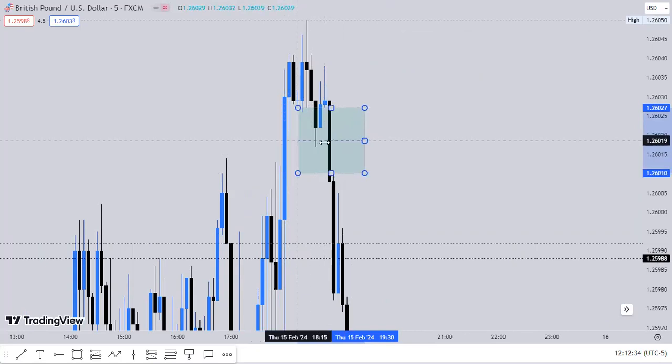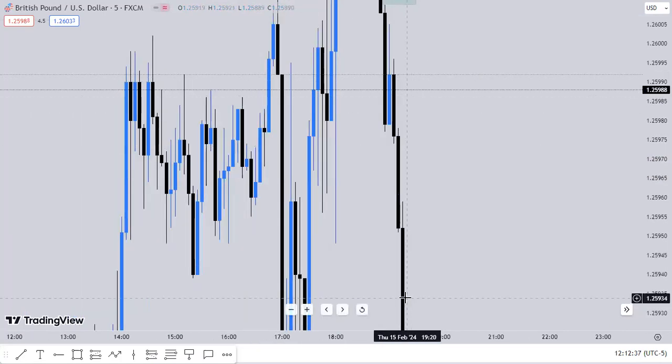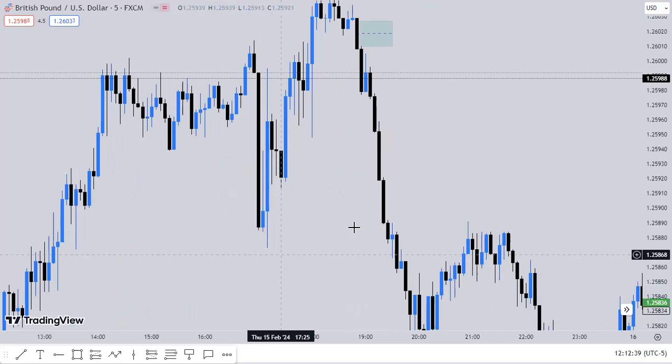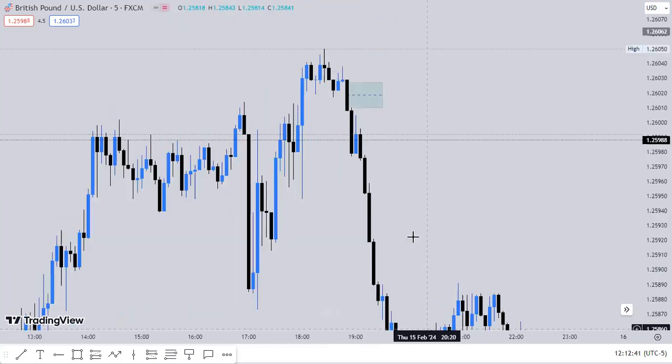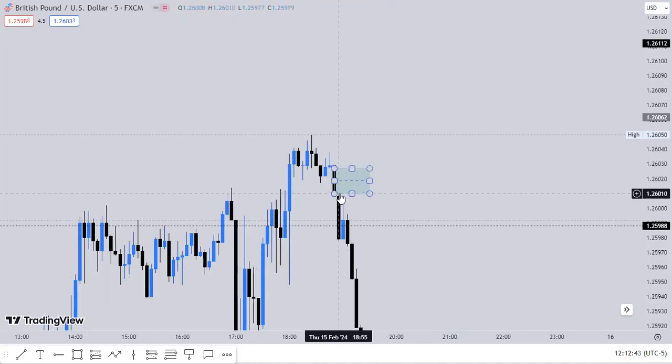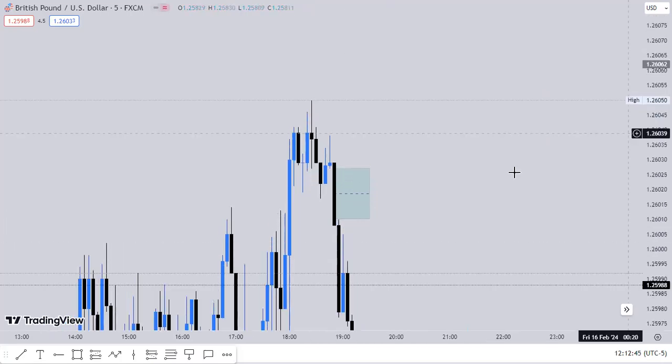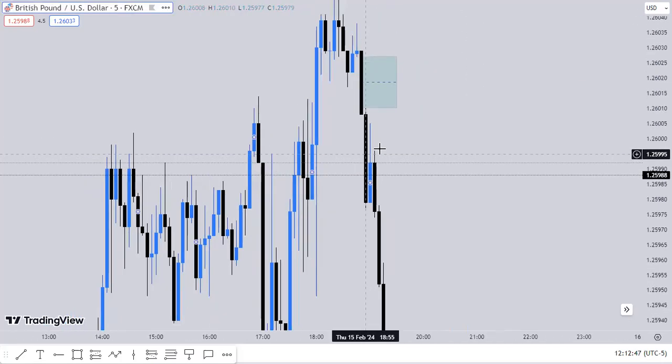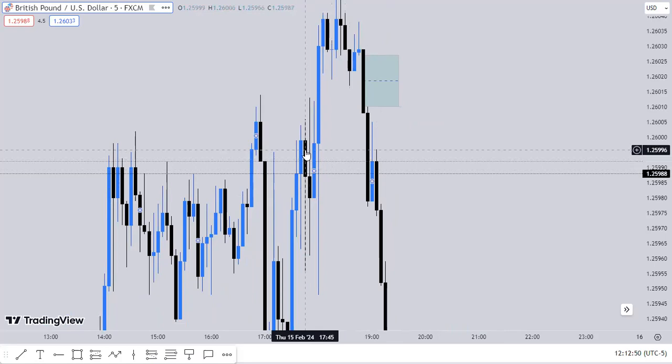Then price went lower, made the MSS, then never went up to here. So if you put your limit order here, you will not be filled. Instead of taking your entry from this breakaway gap, you must take your entry from the breaker.